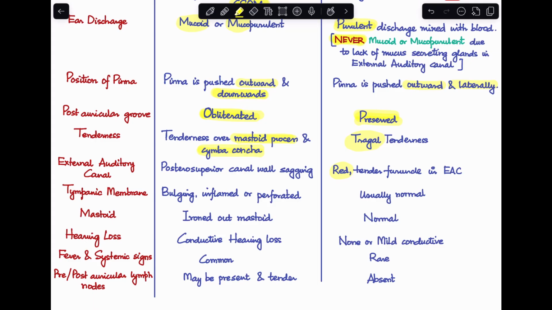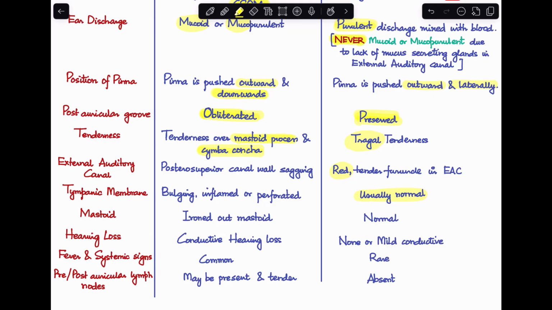Next point is the tympanic membrane. In mastoiditis, the tympanic membrane is definitely involved. It can either be inflamed, perforated, or even bulging to the point of bursting. Whereas in furunculosis, the tympanic membrane is most likely to be normal because this is a condition that involves the external auditory meatus.